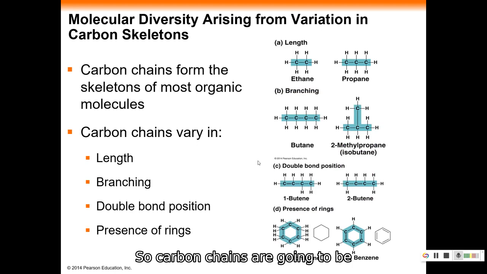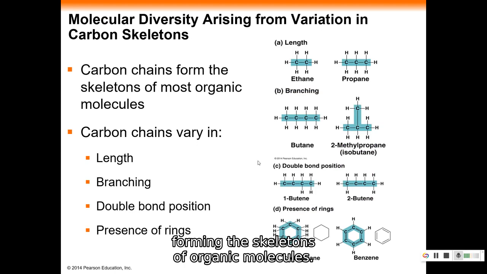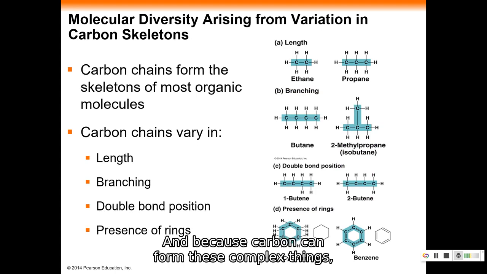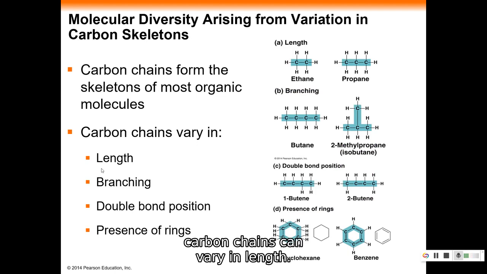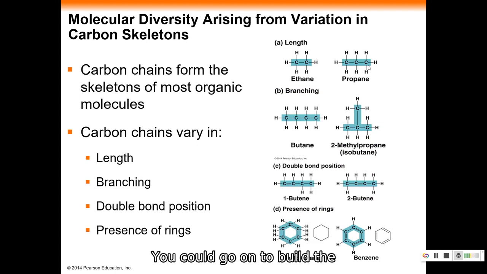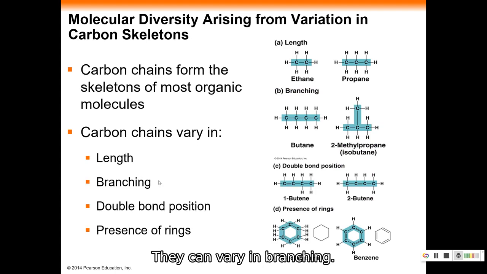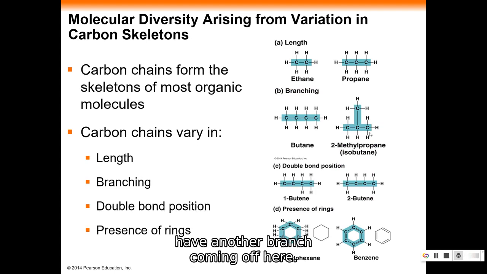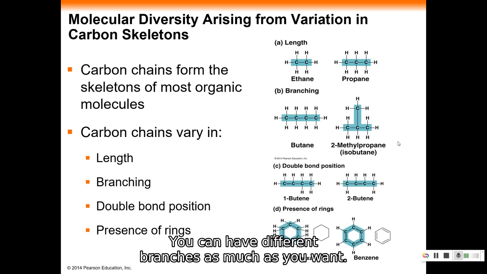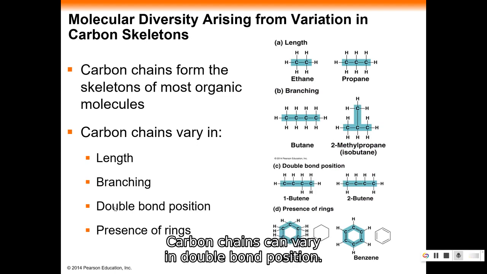Carbon chains are going to be forming the skeletons of organic molecules, and because carbon can form these complex things, carbon chains can vary in length. So here we have ethane with 2 carbons, propane with 3 carbons. You could go on to build a carbon chain with 100 carbons. They can vary in branching. So here, this is not branched. This is branched. You could have another branch coming off here. You can have different branches as much as you want.